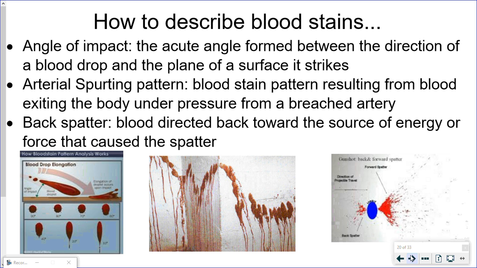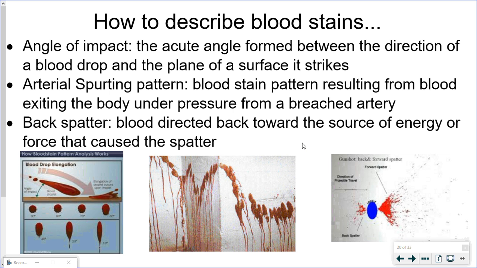Excuse me, I have a cold. Then you might have something like arterial spurting patterns. This is a bloodstain pattern resulting from blood exiting the body under pressure from a breached artery. So it will not be a constant spray. It will spray and stop, forming a very wide broken pattern like the middle image.